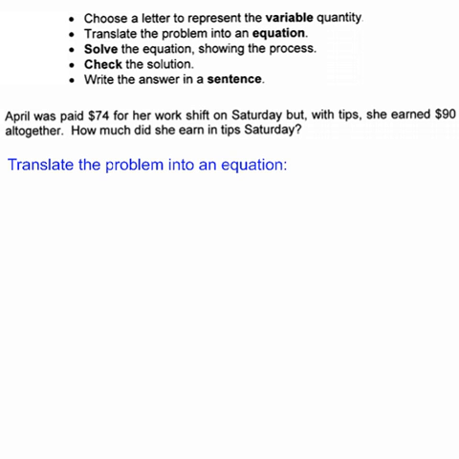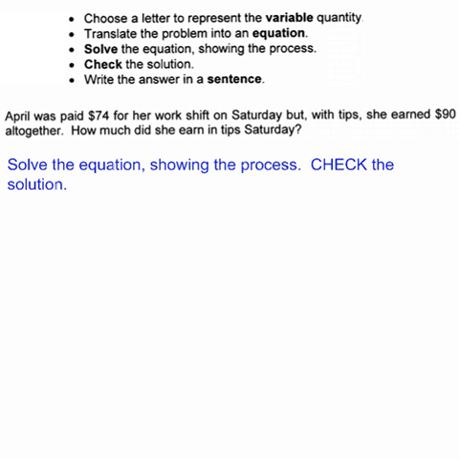So this says April was paid $74 for her work shift, but with tips she earned $90 altogether. So we really have three numbers here. We have 74, how much she earned in tips, and 90. And the way those relate is the 74 she got for wages plus her tips gives her overall earnings. So the way I write that as an equation is 74 plus T equals 90. And remember, it's fine, I could have also written it T plus 74 equals 90.